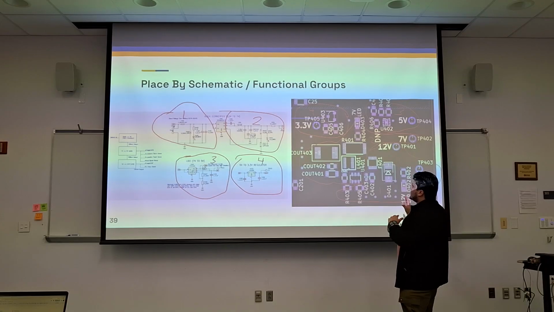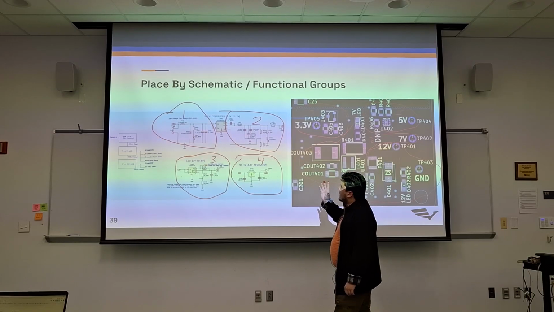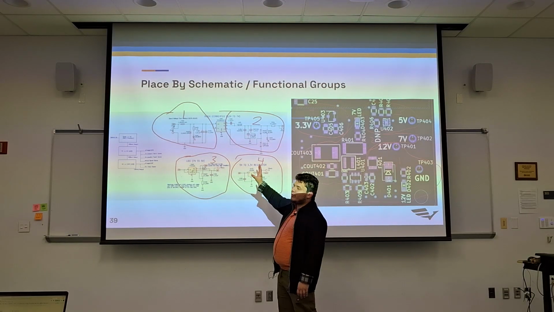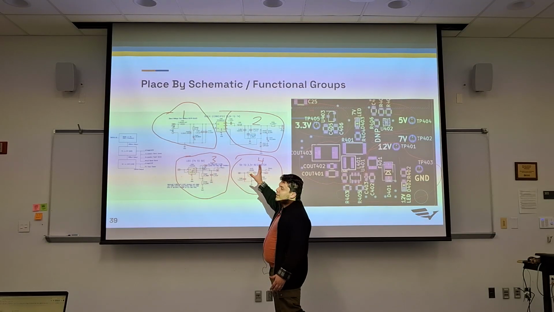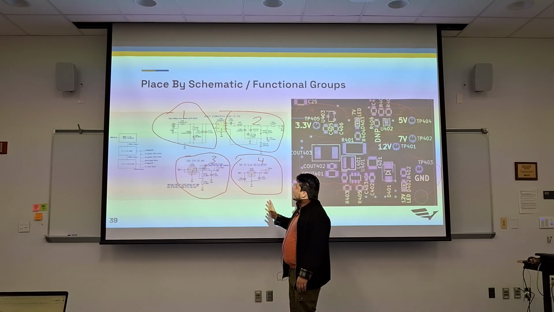I'm not going to dive too much, and this isn't the perfect placement. This is just a design I was able to find in the depths of my computer. But basically, I'm trying to highlight why it's important to have a good schematic, because a good schematic is going to tell you roughly where the components need to be relative to everything else. And so you can place by functional groups.